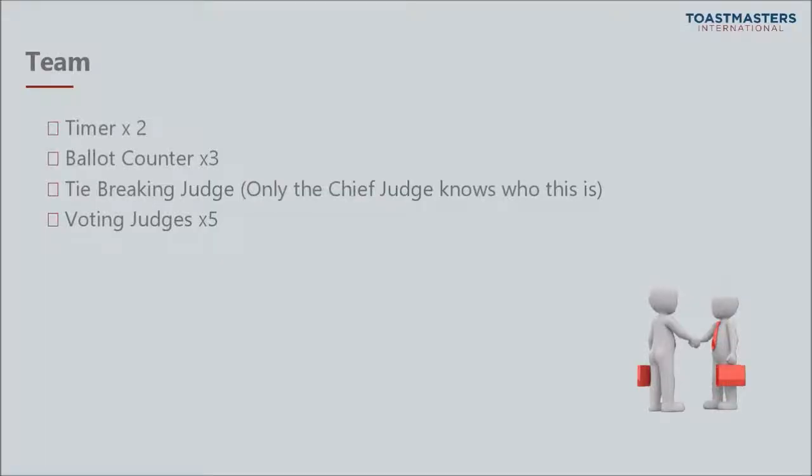You're likely going to have 2 timers, 3 ballot counters, a tie-breaking judge, and 5 voting judges. That is a fair-sized team when you think about it. That means your team is going to be more than 10 people. And that is really for any level of a contest, at least at the club and area level. Division level usually has 7 judges, so you may have an extra couple of people.